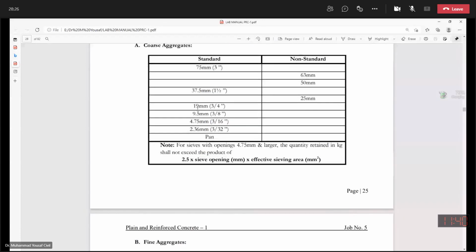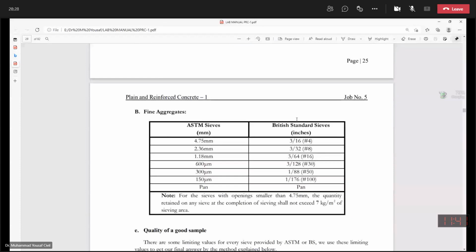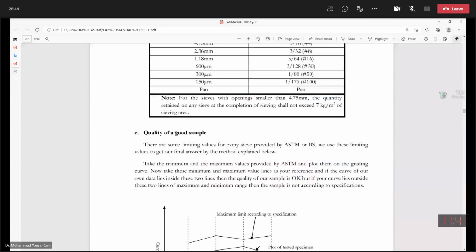Even if you arrange above this one, 9.5 millimeter and more aperture size, it will make no difference in the value of fineness modulus. Okay. Now, how can we assess the quality of a good sample? As per ASTM, the good sample is defined. That has also been specified by ASTM standard.